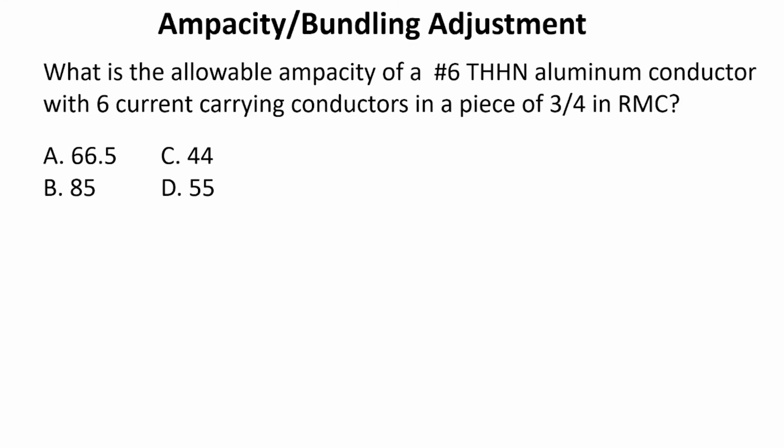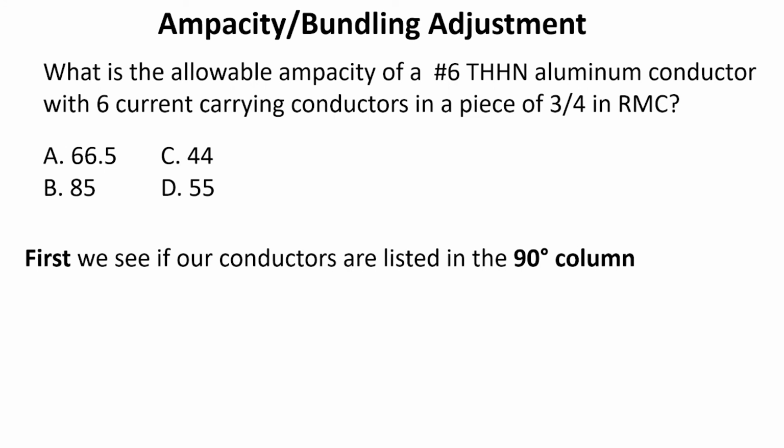What is the allowable ampacity of a number 6 THHN aluminum conductor with 6 current carrying conductors and a piece of 3/4 RMC? First, we see if our conductors are listed in the 90° C column. We're using aluminum, so we're going to use the right-hand side of table 310.15(B)(16). Okay, we look over there, and our THHN conductors are listed.